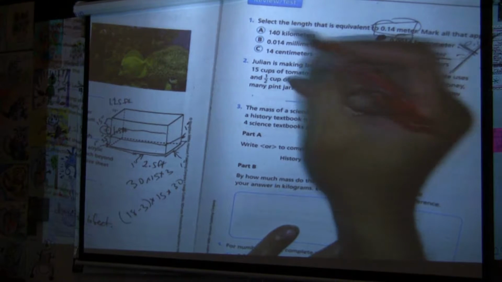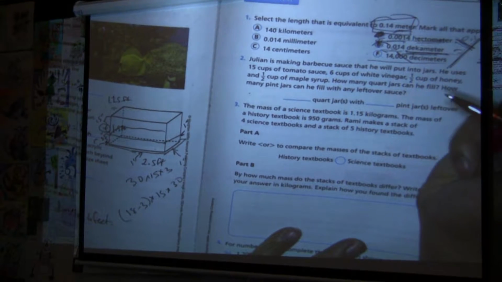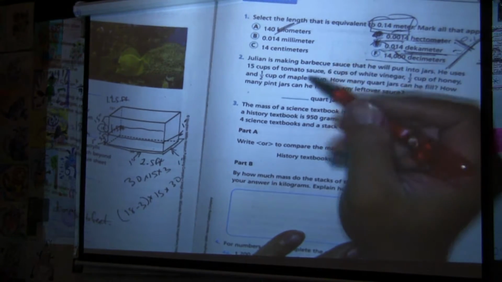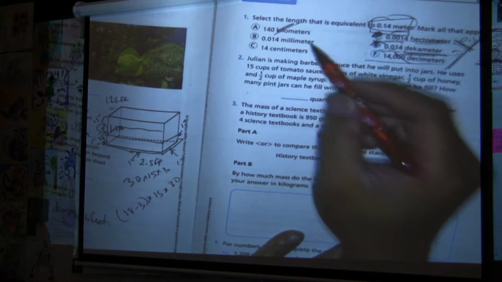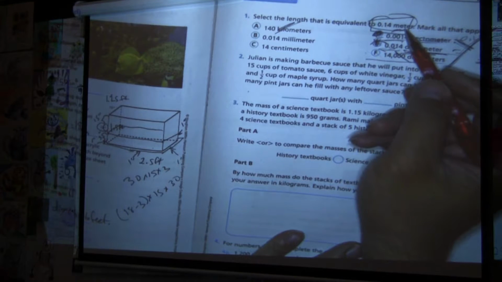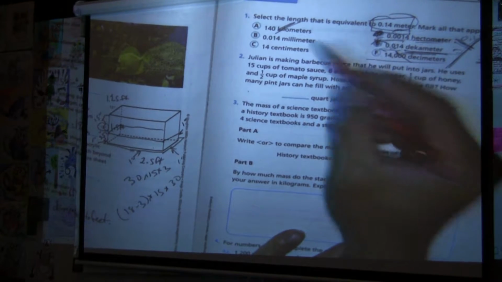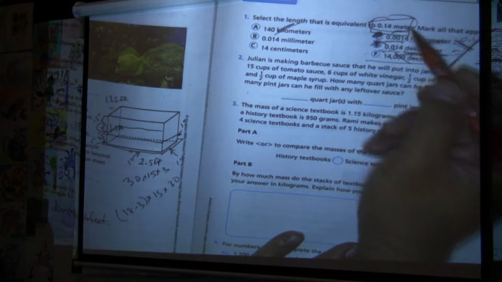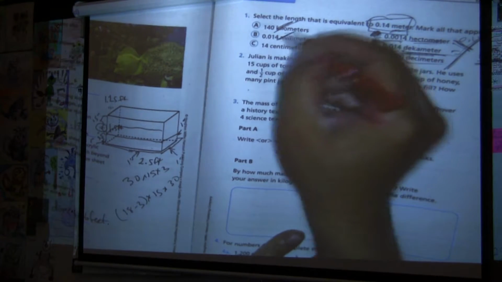All right, the next one. 140 kilometers is way more than a fraction of a meter. Is that correct? Yeah. So we eliminate that immediately. A smaller portion of a millimeter? No, it's even tinier than a meter. A portion of a millimeter is way smaller than a portion of a meter. So let's get rid of that.